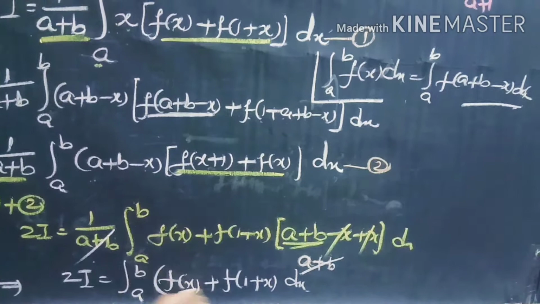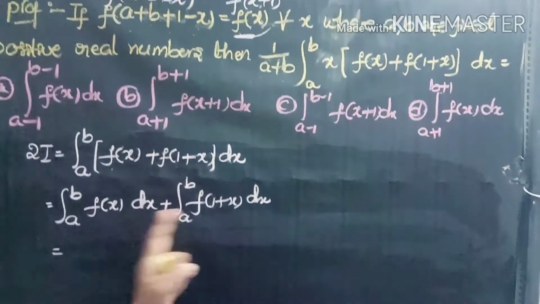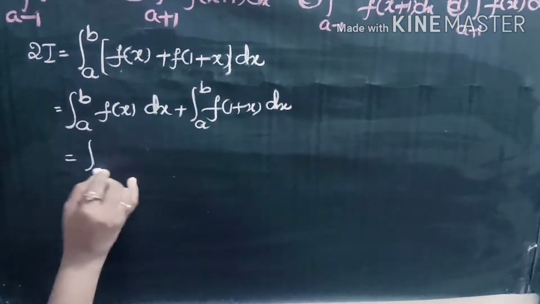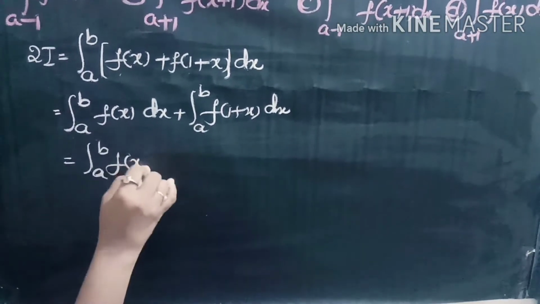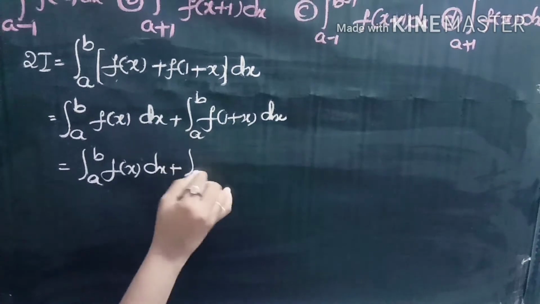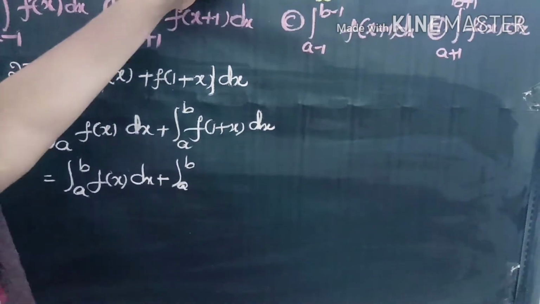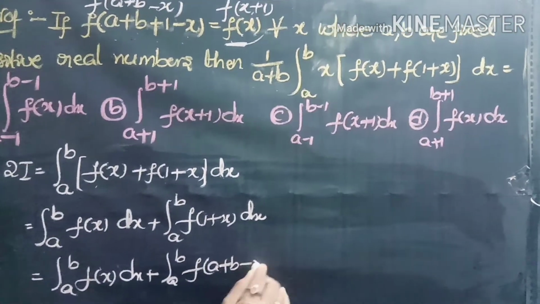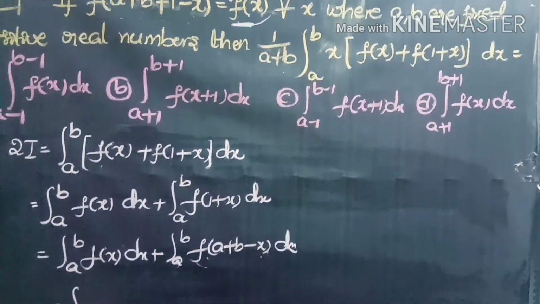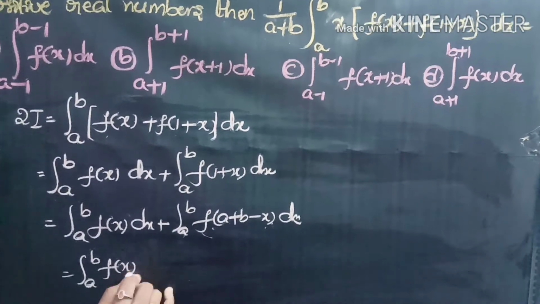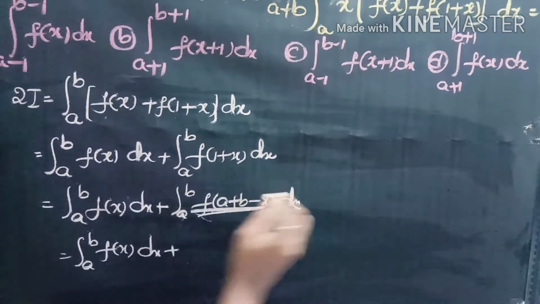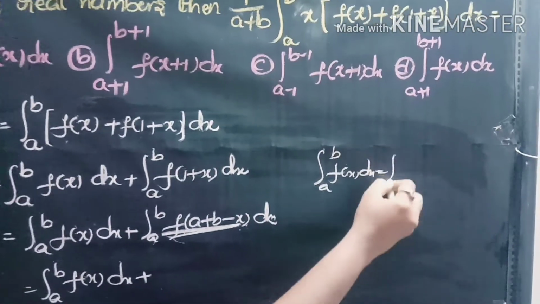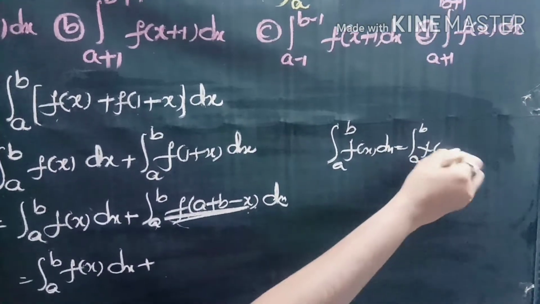Now we have to find this value. Applying the integration to both of the terms, the integral from a to b of f(x) dx plus the integral from a to b of f(1+x) dx is equal to the integral from a to b of f(x) dx plus the integral from a to b of f(x + 1). What is the f(x + 1) value? It is nothing but f(a + b - x). So taking the value here, a + b - x into dx. Again, this is equal to the integral from a to b of f(x) dx plus, again we apply the formula here, which is the integral from a to b of f(x) dx equal to the integral from a to b of f(a + b - x) dx.